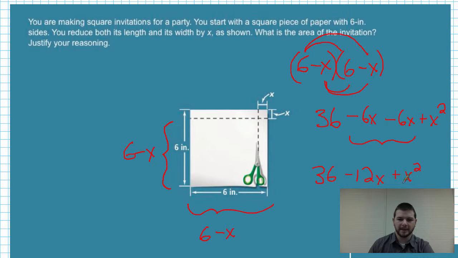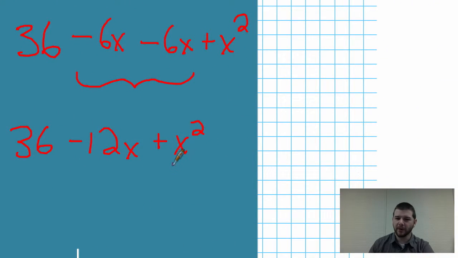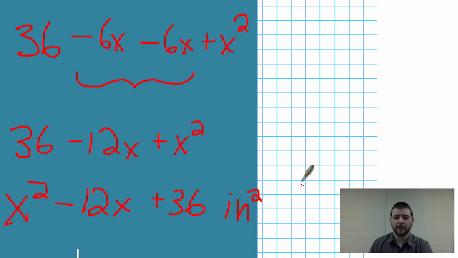And then reorganizing so that we have standard form, with the higher exponents to the left: x squared minus 12x plus 36. Note, even though there's no plus sign over here, it's a positive value, so when we rewrite it, it must stay a positive value. x squared minus 12x plus 36 inches squared.